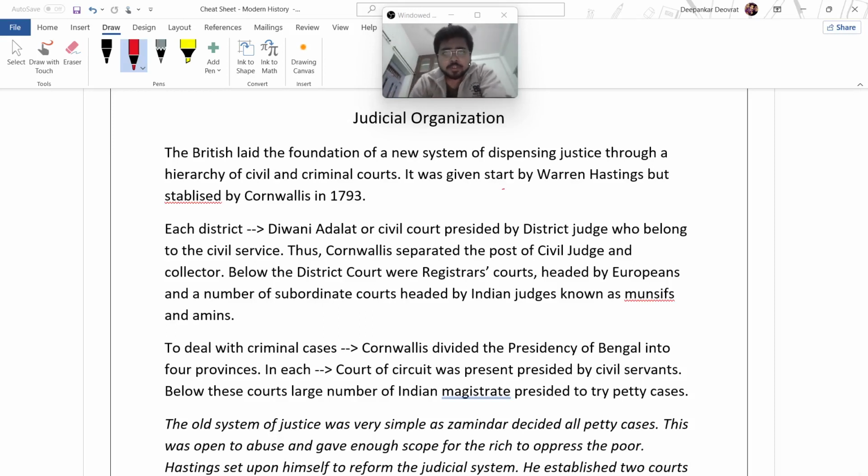So, in this lecture, we are going to talk about all the judicial organization that was taken at the time. The civil code, the criminal appellate code, all those things came during this period, introduced by Cornwallis.